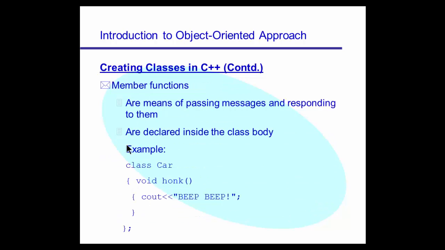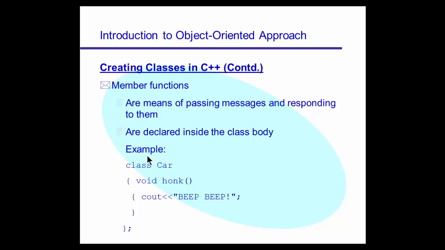Next, in the previous example we saw a small function written inside the class. This is the member function, which means passing messages and responding to them. Member functions are declared inside the body of the class. In a small definition, you can say that a function which is defined inside the class is known as a member function.